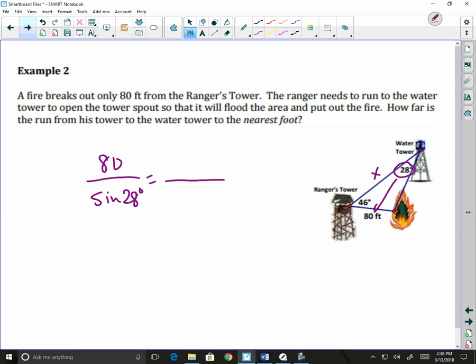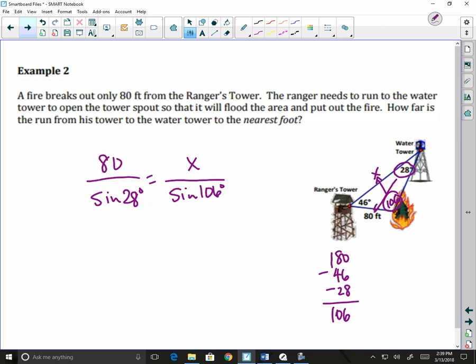Well, the variable that I want here is x, but it doesn't tell us the angle where the fire is. But luckily, we know that all triangles are 180 degrees. So if I subtract the two angles that we currently know, I get an angle of 106 by the fire. That gives us the other matching pair: x and the sine of 106.